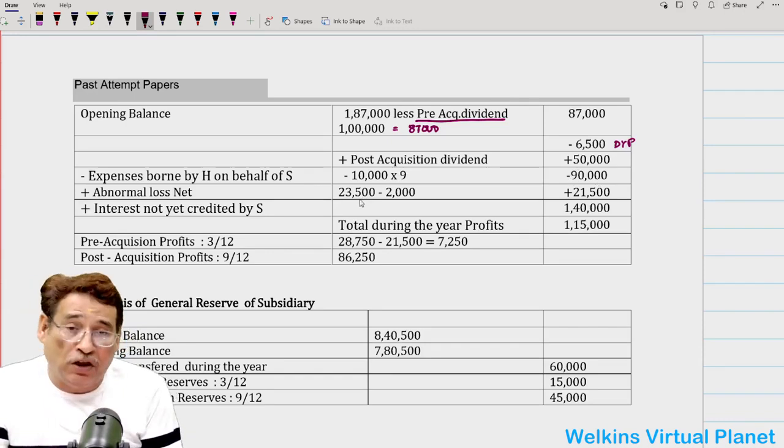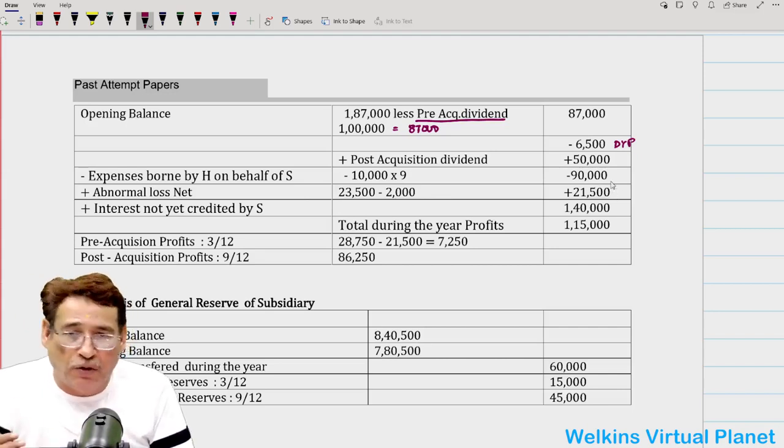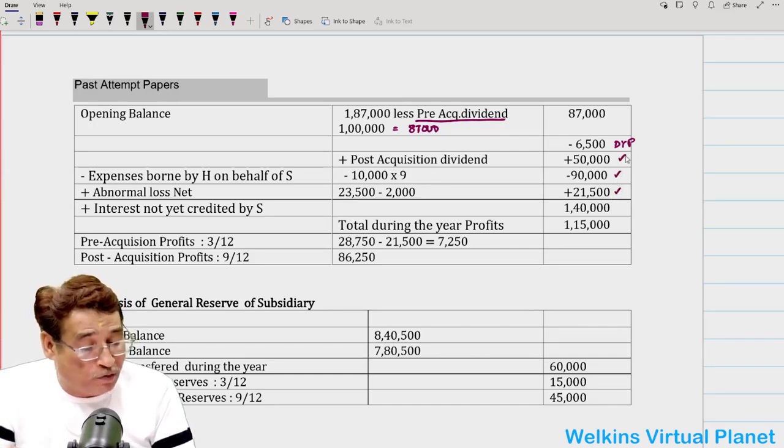Then in this question, there is abnormal loss. 23,500 minus insurance claim. Net abnormal loss 21,500. I have told you several times it is always added to during the year profit. All these items will be adjusted in the during the year profit.